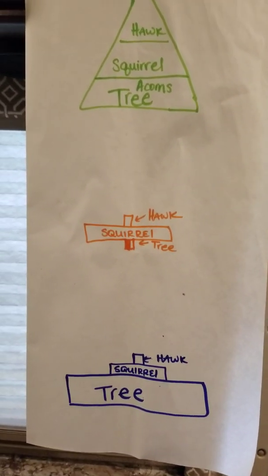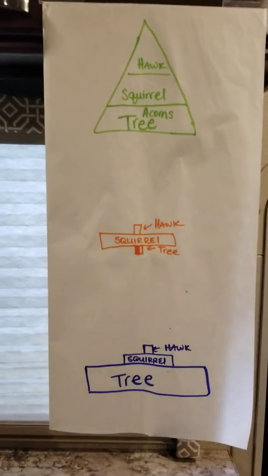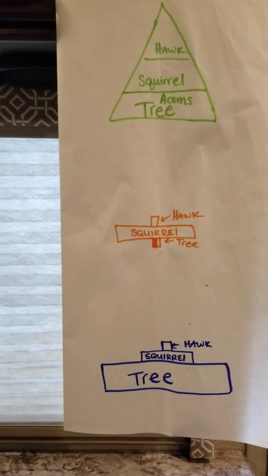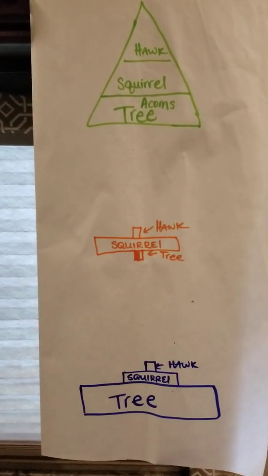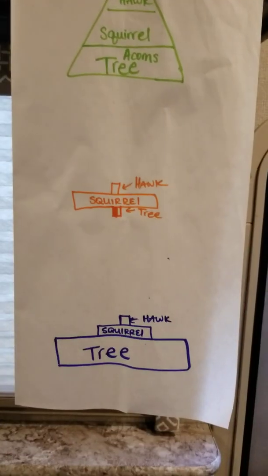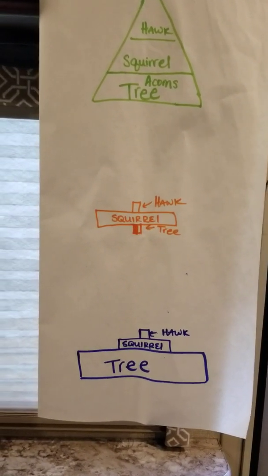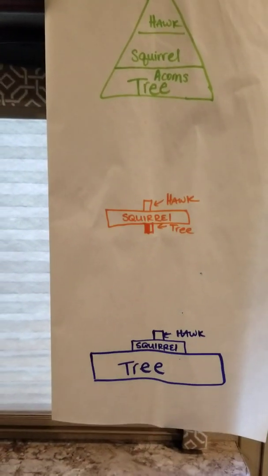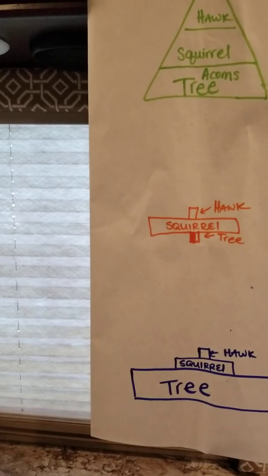So when y'all are looking at your ecological pyramids, your food pyramid and your pyramid of numbers and your pyramid of biomass, I want you to think about how many and how much. How many individuals are going to make up each of those trophic levels, and how much space are each of those things going to take up. Okay? I hope this helps clear up some information.